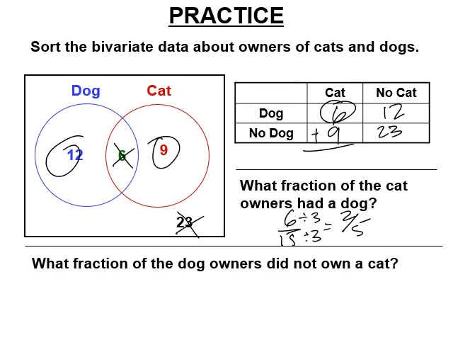What fraction of the dog owners did not own a cat? Right. We'll add across. There are 18 total dog owners, and 12 of those 18 did not own a cat. Simplifying our, oh no, it's 6. And so 2/3 of the dog owners did not own a cat.